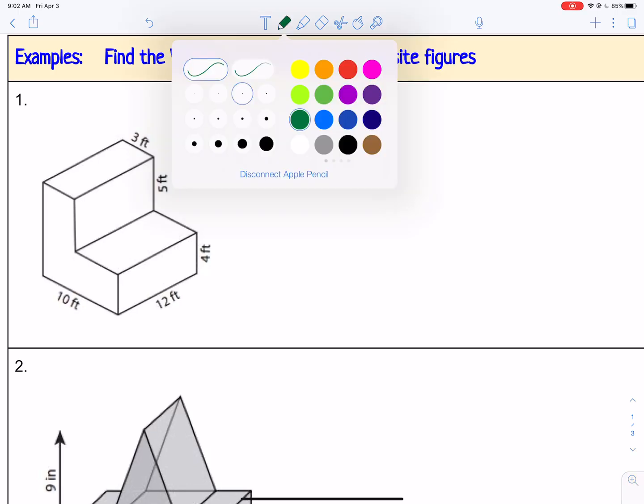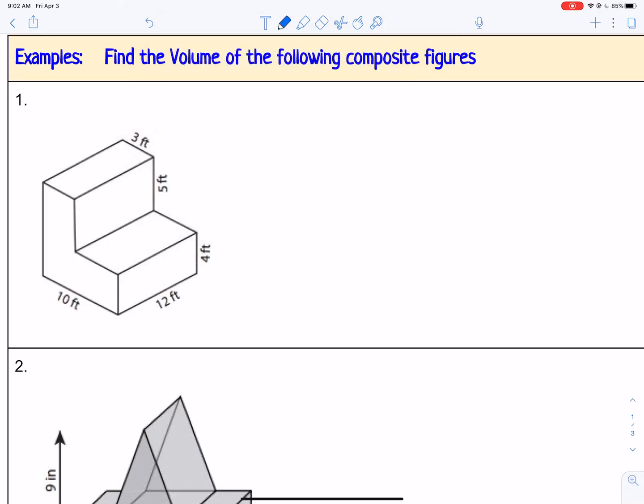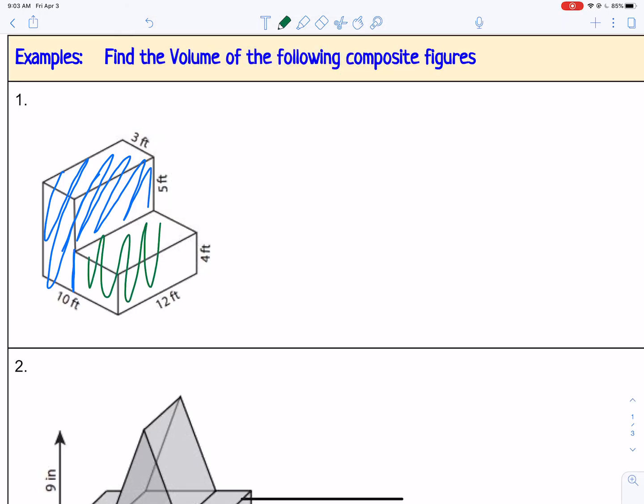So in this first example, I want to point out that there's two ways you could divide this figure up and still find the same composite volume. So if we divide it that way, you can see that you have two boxes, one kind of in the back there and then like one box sitting out front.